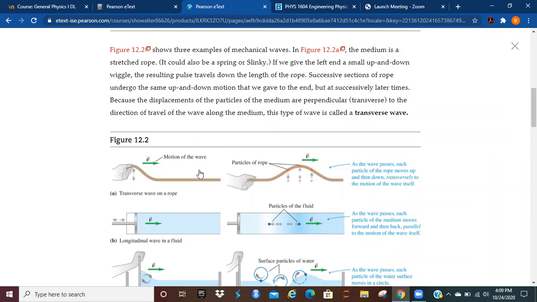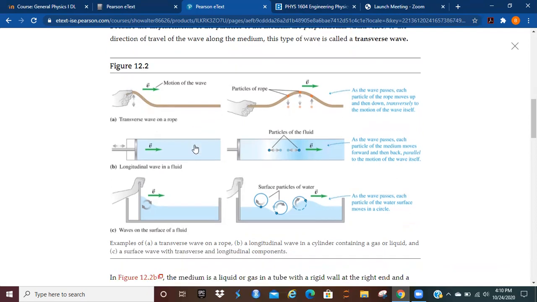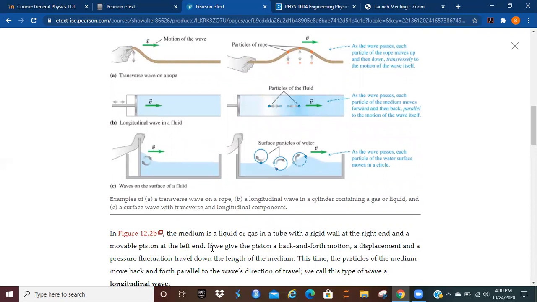Because the displacements of the particles in the medium are perpendicular, in other words, the rope moves up and down as opposed to the wave, which is moving out to the right, this type of wave is called a transverse wave. Now, we do have other types of waves here, which we're going to get into.